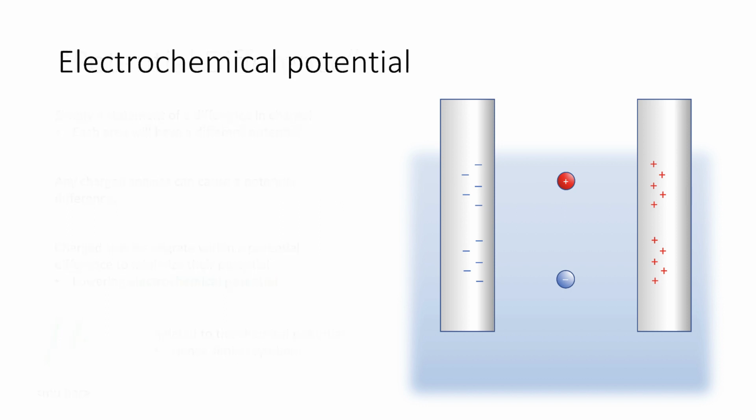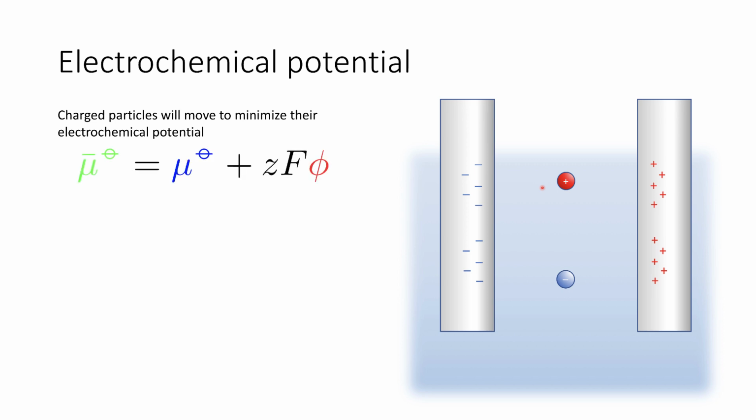Considering the fact that charged particles move to minimize their electrochemical potential, well, let's think about this in terms of the chemical potential. If we have a standard chemical potential, we can simply work out the standard electrochemical potential by considering the charge on the ion with the Faraday constant and the localized potential phi. So it's related to this charge and the potential in that medium there. So using this equation, we can start to visualize what's going on.